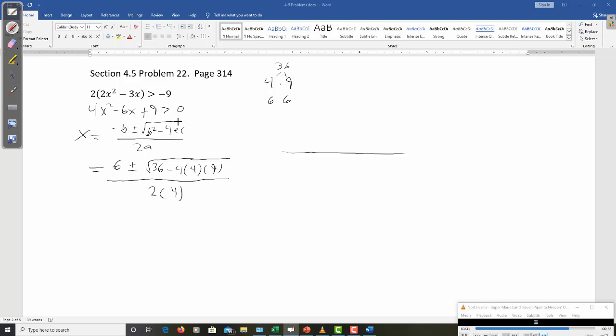So that means since it's upward facing and has no intercepts, it has to be up here somewhere. Because if it were down here and upward facing, it would cross the x-axis. It doesn't. So that means it is always greater than 0, so the answer is negative infinity to positive infinity. If it had been less than 0 instead of greater than 0, we would have said no solution, the empty set. But since it is always greater than 0, negative infinity to infinity.